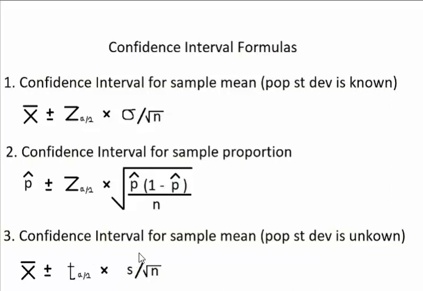And what you do here is you take the population standard deviation and replace it with a sample standard deviation. So when the population standard deviation is unknown, what you do is you actually take your data and calculate a sample standard deviation using your collected data. And sample standard deviation is the letter S. And n is still n.